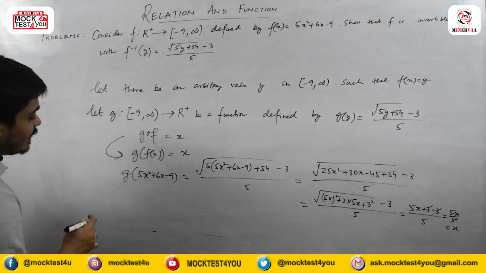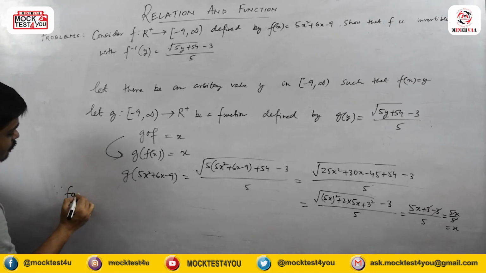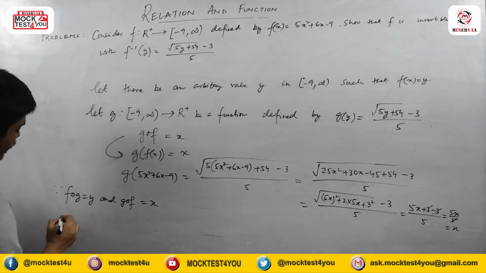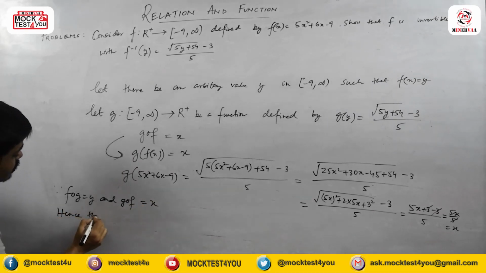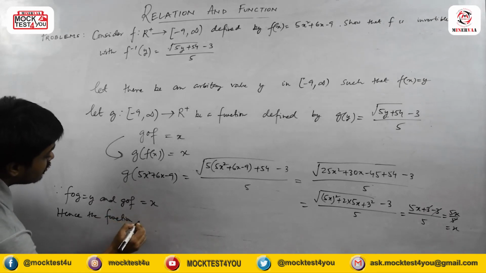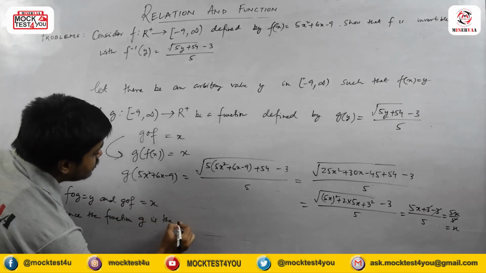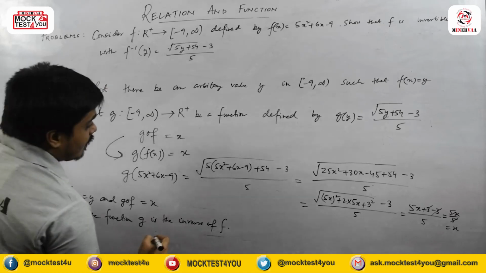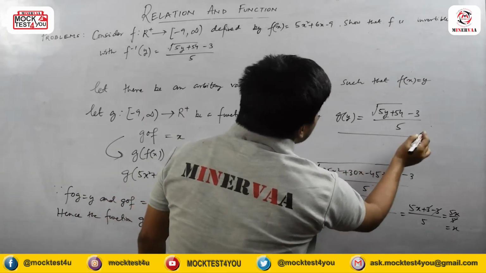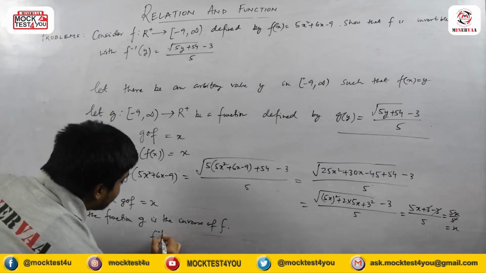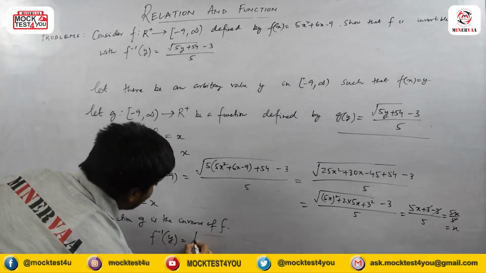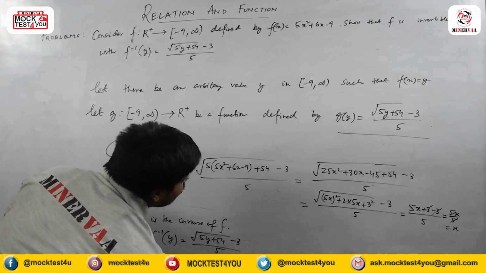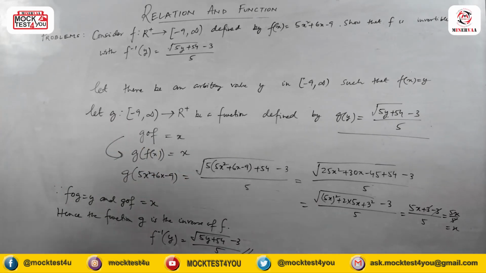So at the end we can write that since f of g is equal to y and g of f is equal to x, hence the function g is the inverse of f. We have defined the function g(y) as this thing, right? So in place of g, I can write f inverse of y is equal to root over 5y plus 54 minus 3 divided by 5. So that's how we prove this question.